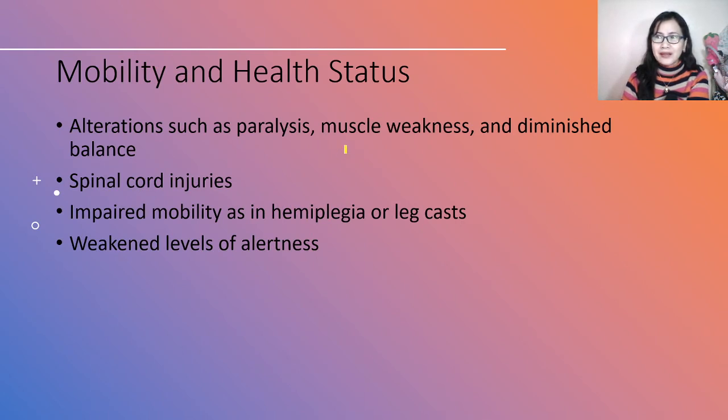We have here the mobility and health status. Alterations such as paralysis, muscle weakness, and diminished balance. There are also spinal cord injuries, impaired mobility as in hemiplegia or leg cast, and weakened level of alertness. Again, this can compromise or predispose the client to falls or poor balance.